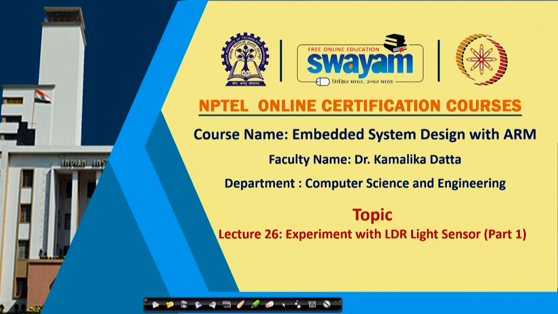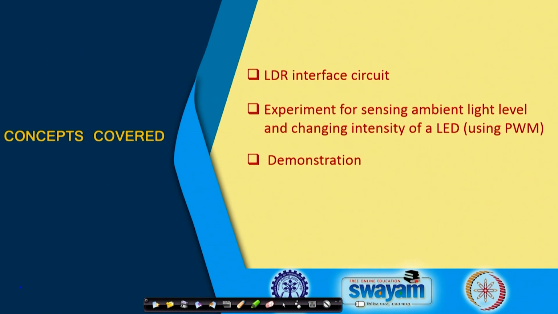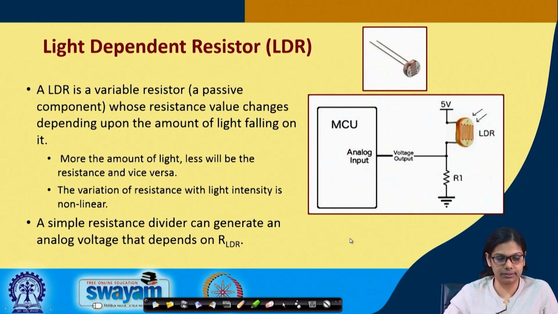We will be doing two experiments. For the first experiment with LDR, I will show the circuit diagram, discuss the code, and finally demonstrate it. As I said, we will discuss the LDR interfacing circuit. In this experiment, we will be sensing the ambient light level and will change the intensity of an LED through a PWM port, and will show the demonstration.